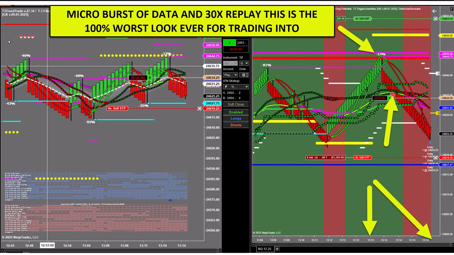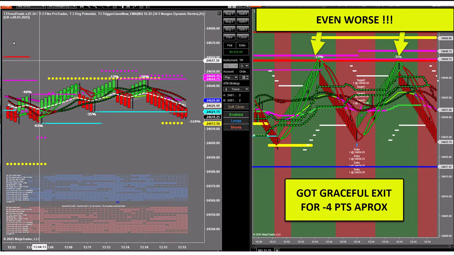it got me long. And this is literally one of the worst looks on God's green earth for you to go long after a pivot stop out at fibs with 1-to-1s with a second divergence going long. You're going to get slaughtered. It's just wrong. I should have disabled the system there, but it did bounce, and I took a 4-point graceful exit. And then we put in another divergence from the fibs, which is even worse.